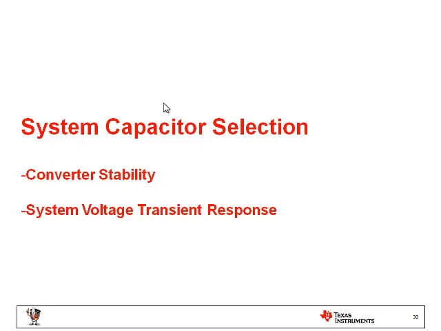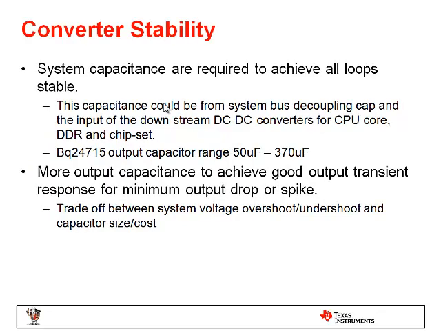The third thing we want to talk about in NVDC charger design is the system capacitor selection. Here we want to consider a total capacitor value based on the converter stability and also the system voltage transient response. We want a reasonable cost for the capacitors with the minimum voltage drop to avoid the system turning off. For the converter stability, the system cap is required to achieve loop stability. Typically the 715 output capacitor ranges from 50 microfarad to about 370 microfarad. And more output capacitance, of course, will help achieve a better output transient response with a minimum system voltage drop or spike. But of course, you spend more money on it.